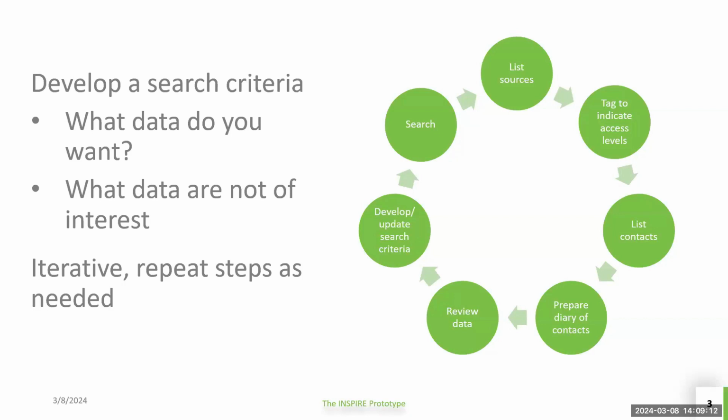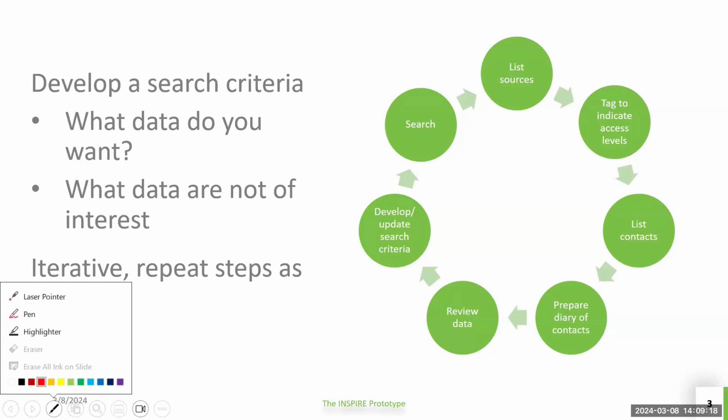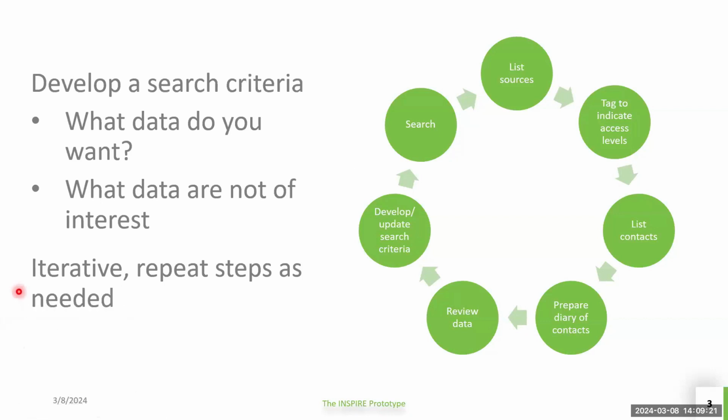So starting here, let me try to use the pointer so you can see. Highlighter. Yeah, starting here, I hope you can see the red dot. Starting here where it says develop, update the search criteria. So you need to decide what data am I looking for, which geographical region, for which time period, so that your search is more focused on the actual data that you intend to find. Once this is defined, you then search for the data on various platforms that we'll look at in a little bit more detail.